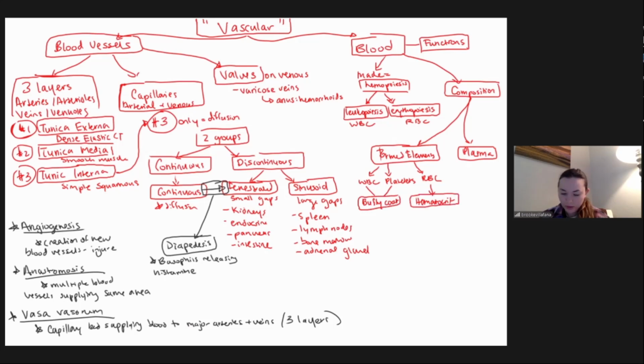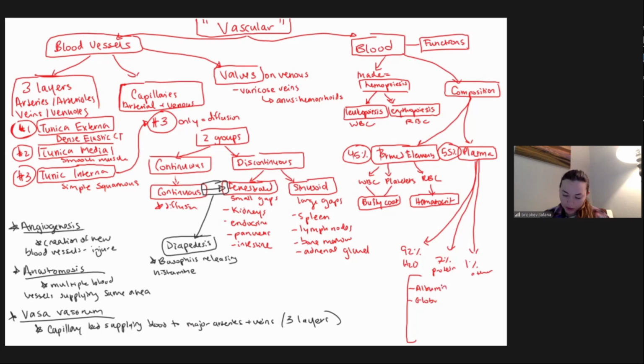And then overall, formed elements was 45% of the blood, plasma 55% of the blood, and then plasma, 92% is water, 7% is protein, and then 1% is other substances. And then our protein subdivided into albumin, the most common, globulin, the second most common, prothrombin, and fibrinogen. And those prothrombin and fibrinogen are our clotting factors. And if we take plasma and we subtract the clotting factors, we get serum, okay?